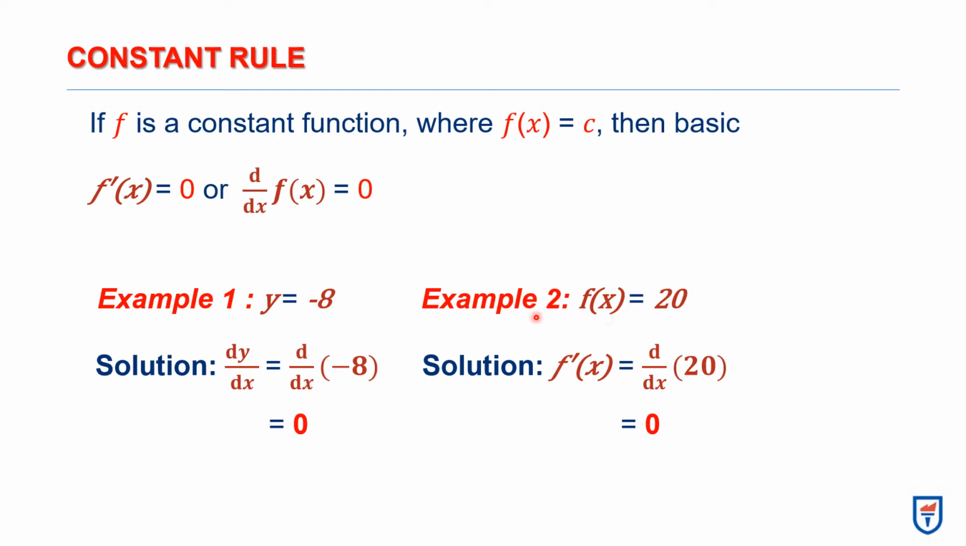The other example, in example 2, I've got f(x) is equal to 20. The derivative, which is f'(x), which means differentiation of our f(x), is equal to d/dx of 20, which is equal to 0 since we're differentiating a constant.